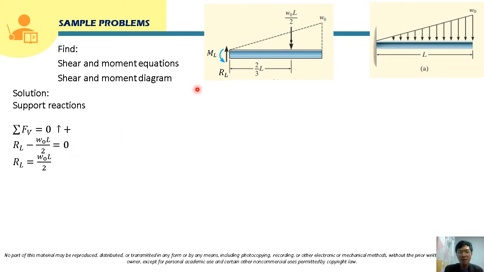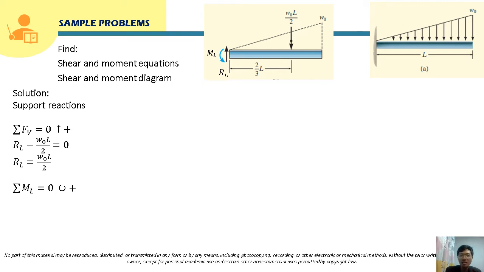Okay, so that is the value of the support or the vertical reaction here. And also, class, for this moment reaction, we can solve this by summing up moment at this point, so that R sub L will just be cancelled. So this will be equal to 0, and clockwise rotations will be positive.